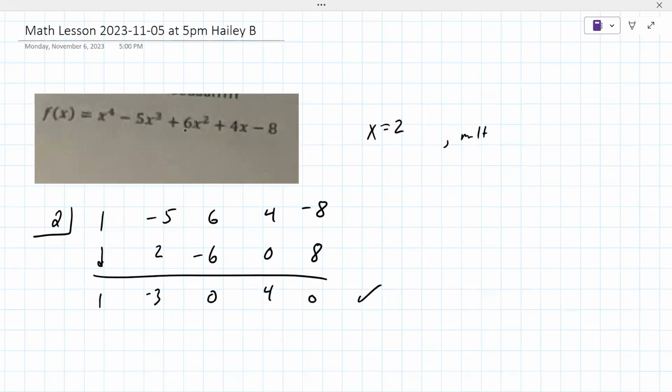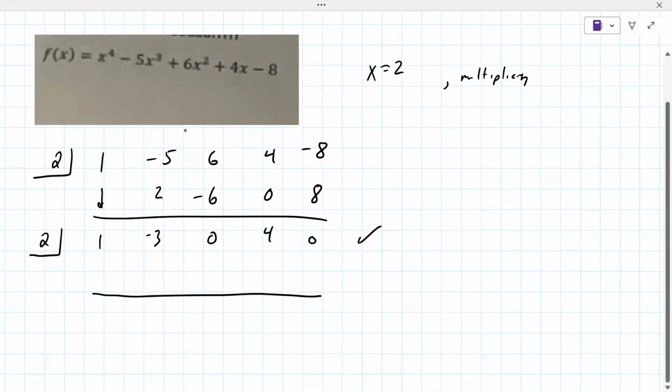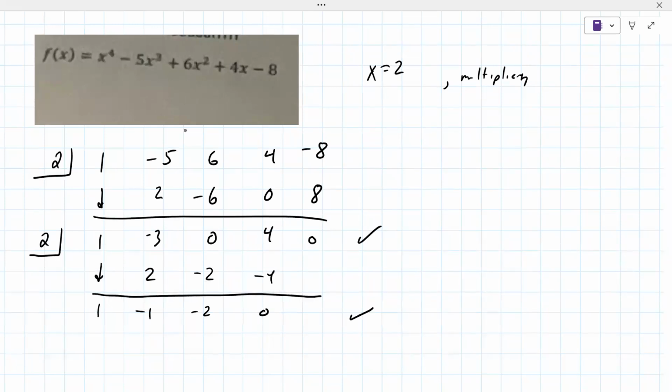Multiplicity of at least 1. So then you try 2 again. Now you don't have to rewrite it. You just keep going in line there. All right, so you bring the 1 down, times 2, -1, -2, add them up. So it worked again. So we know the multiplicity is at least 2 this time.